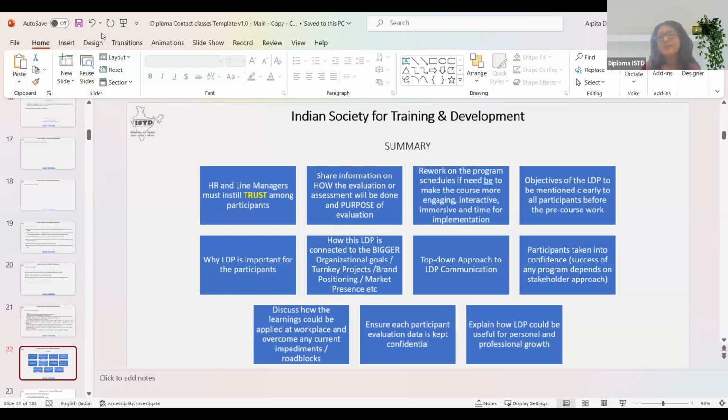Ensure each participant's evaluation data is kept confidential, because you should not share the progress report in front of all the managers in a manager meeting. These kinds of sensitive decisions you have to take wisely. Explain how LDP could be useful for personal and professional growth. So these are some of the learnings, do's and don'ts from this particular case study, which we can experiment with in our future programs and approaches.